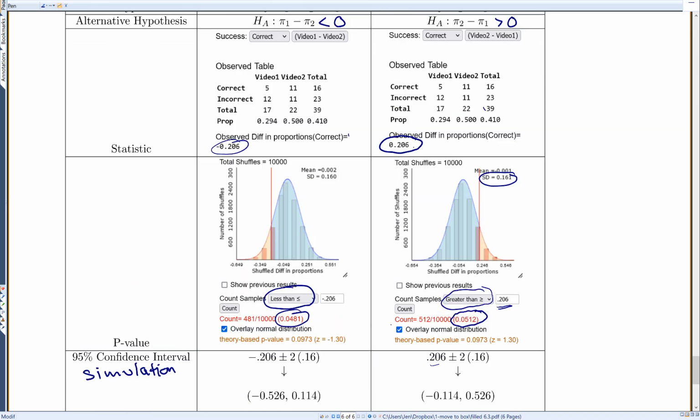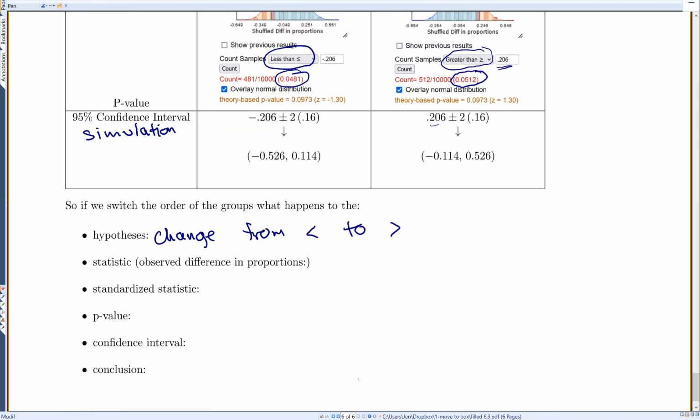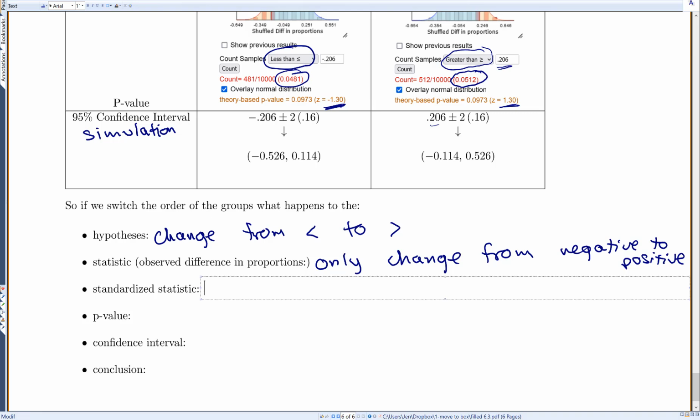What about the statistic, the observed difference in our proportions? We went from negative 0.206 to 0.206. So it stays the same, you only change the sign, from negative to positive, or vice versa if you started with a positive. Your standardized statistic, well, we didn't find it by hand, but if we look at the theory-based approach, the only thing that's going to happen is you'll change from a negative to a positive.